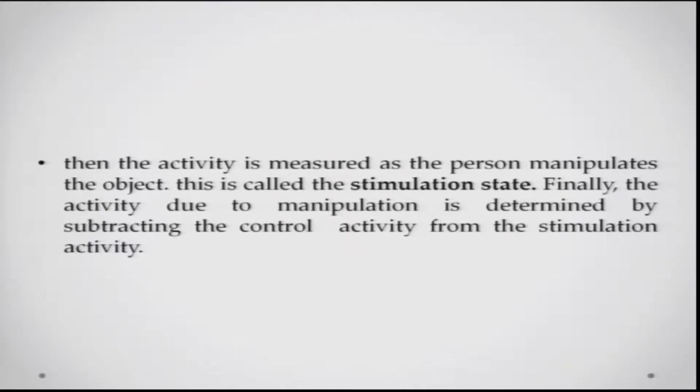Finally, you subtract the activity of the control state from the activity in the stimulation state. For example, let us say, taking a random number, the activity is up to 100 in areas x, y and z in the stimulation state, and the activity in these areas was just around 40 in the control state. This subtraction will give you the number 60, which is pretty much the amount of activation that happened in response to what the person was doing, that is manipulating the object. This is the simple method of subtraction.